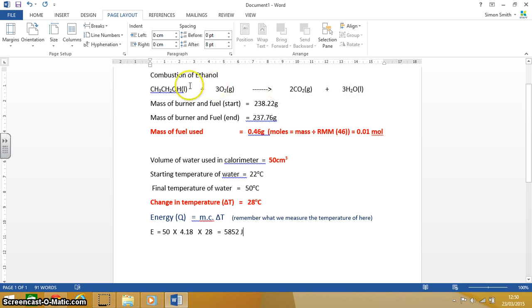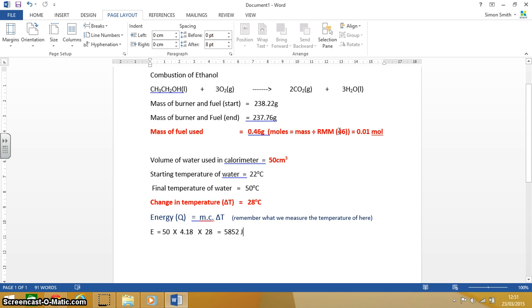So how do we proceed? What we've got to do is turn this number into an expression which relates to this equation. So we've got to turn this number into the energy given per mole of fuel. And the way we do that is we work out the number of moles of ethanol, in this case, in 0.46 grams. And we do that using the general formula that moles equals the mass of the substance divided by its relative molecular mass. In this case, the relative molecular mass of ethanol is 46.